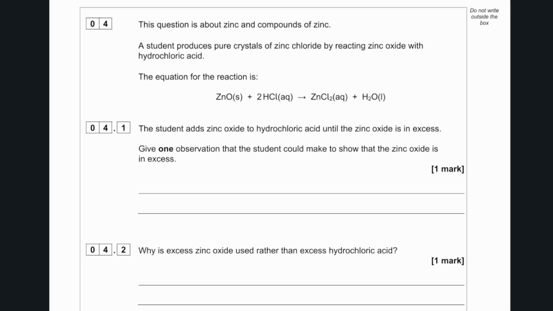Right then, question 4, kicking off, we've got a question about zinc and compounds of zinc. A student produces pure crystals of zinc chloride by reacting zinc oxide with hydrochloric acid. So this is crystallization. Hopefully we're familiar with that. It gives us the equation, which will be very useful to us. And one thing you want to note here is in the equation, we're given these state symbols, okay? So these might be useful in these questions.